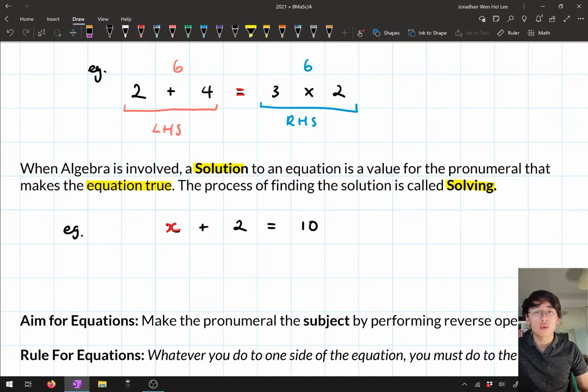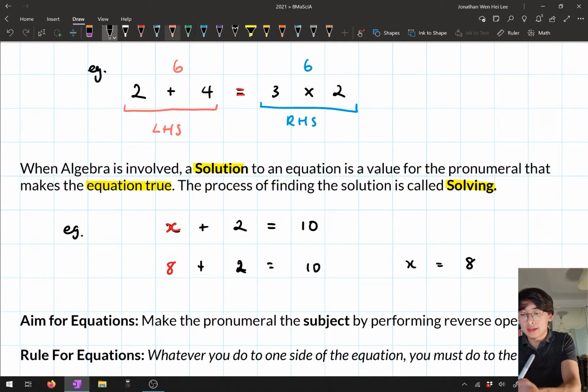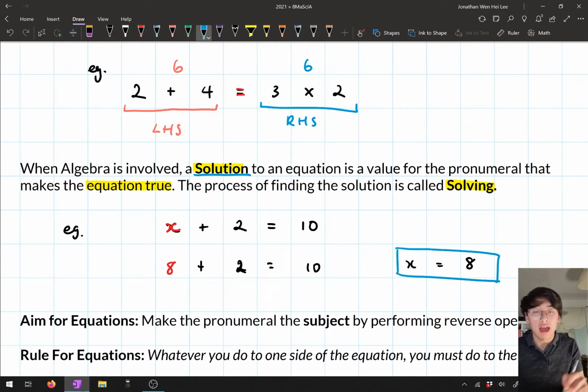But if we wanted to find a solution, we want to find a number where if we put it in the place of x, it would make this equation true. You can probably think off the top of your head, if I replace x with 8, 8 plus 2 is going to give me 10. And so the solution for my equation is x is equal to 8. This is my solution. If x is equal to 8, this makes this equation true. The left-hand side is going to be equal to the right-hand side, because on the left-hand side, I've got 8 plus 2, and that is equal to 10. And on my right-hand side, I've got 10, and so that is true. So this is what a solution is. A solution is a value for the polynomial that makes our equation true.